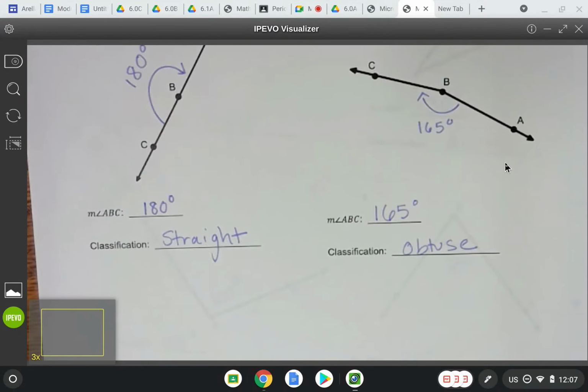Okay, so this is lesson 6.0b. We're going to move on to lesson 6.0c.